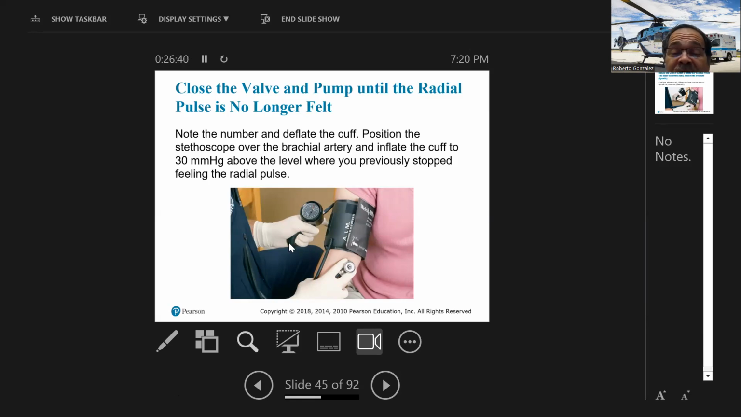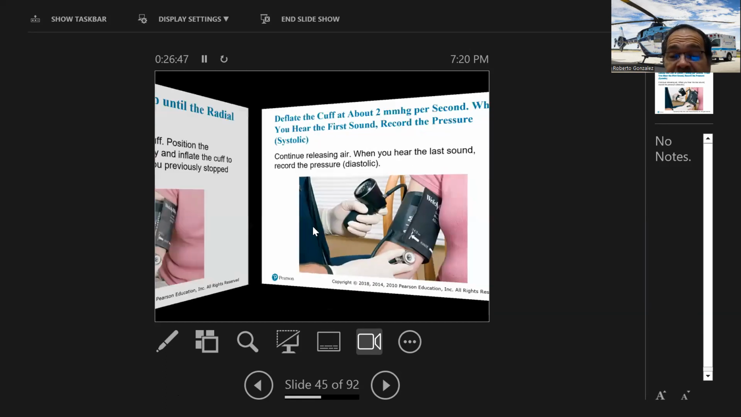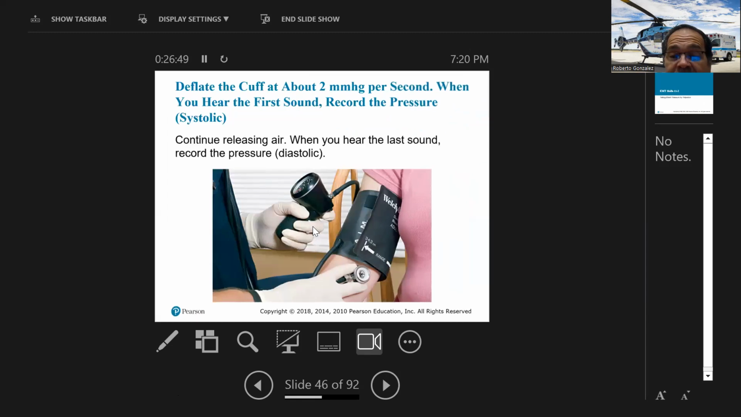Close the little valve that's located here so you can actually inflate the cuff. Okay. Deflate the cuff slowly. This is something that normally takes you a little bit of practice. Slowly, so you can actually be reading the numbers.